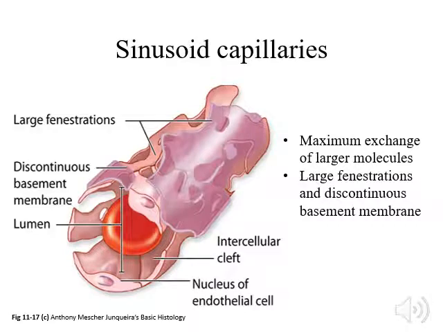And then lastly, we have the sinusoid capillaries. These capillaries contain large fenestrations with a discontinuous basement membrane around the endothelial cells, and this allows for a maximum exchange of fairly large molecules to occur.